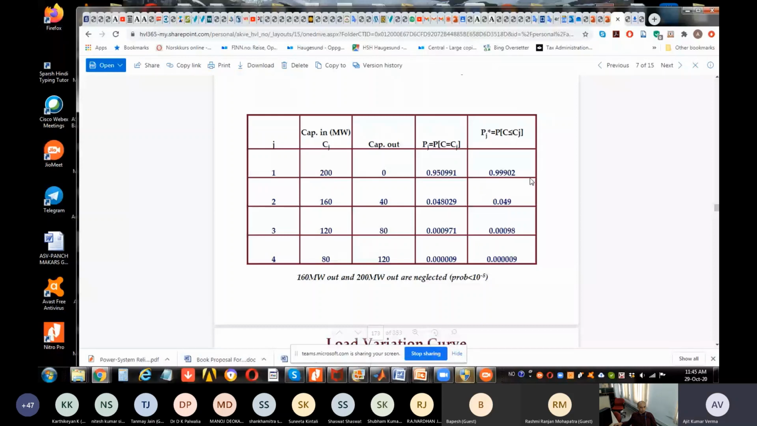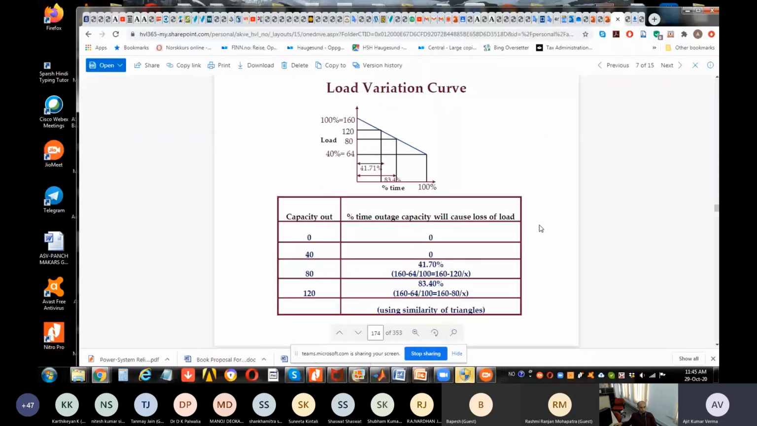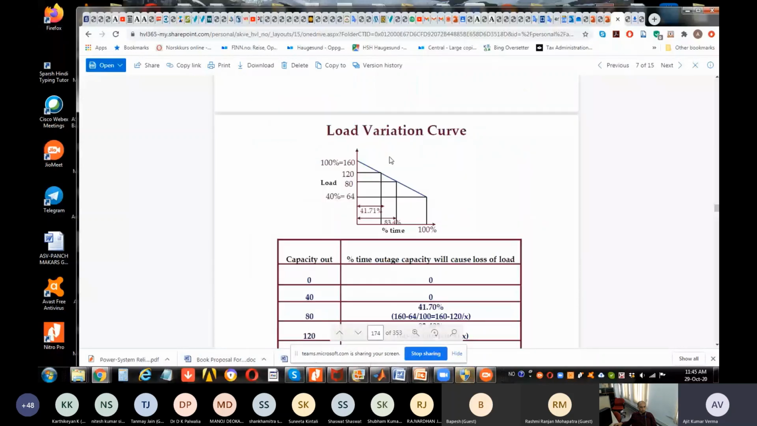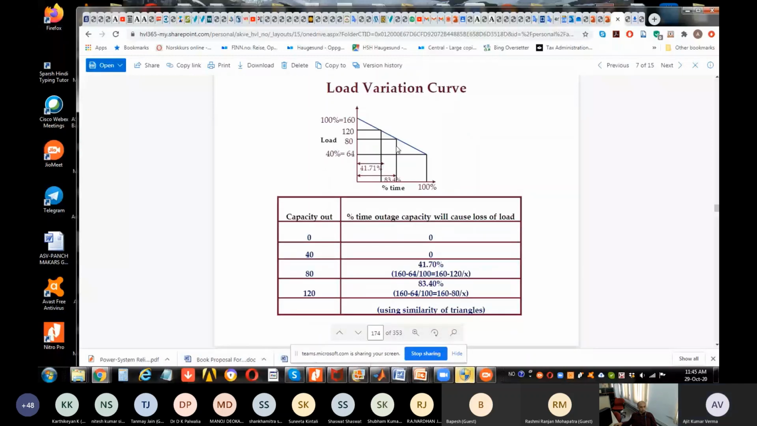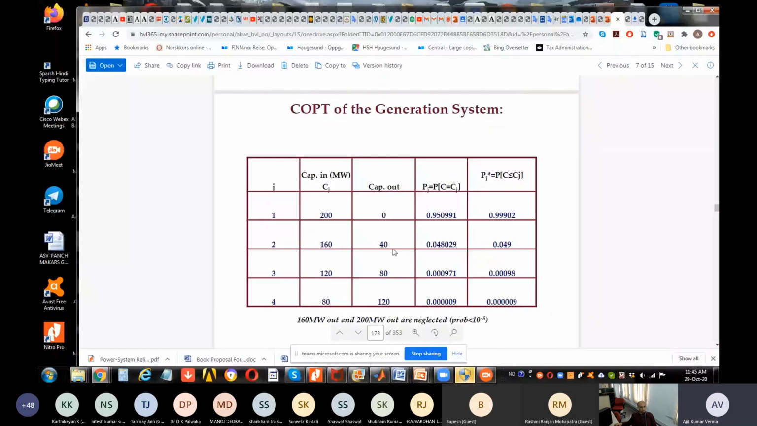Now, what about the load variation curve? Load variation curve, as I said, varies from the minimum of 64, it goes up to 160. So this is 100% of the time. Now you have situations in which the capacity is 80, capacity is 120, and capacity is 40, and so on. So let's take this when the load is varying from 64 to 160. But we have capacities where you have 80 and 120 and 40. So let's see what happens when the load is more than 80 and the load is more than 120.